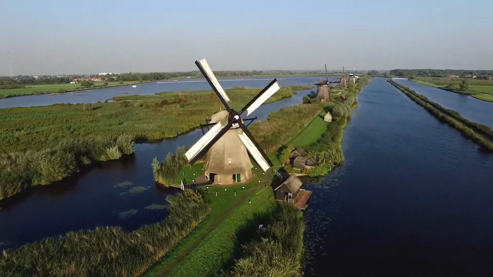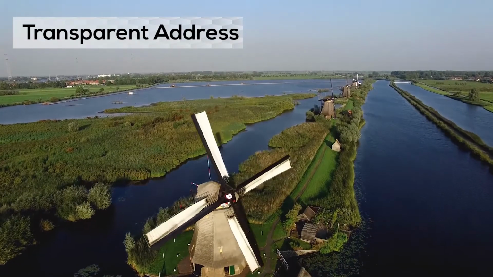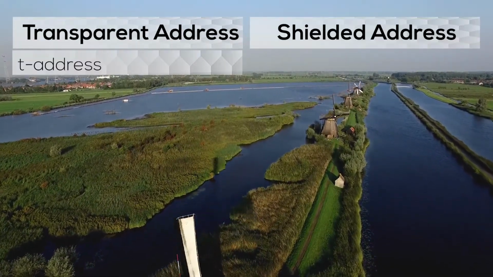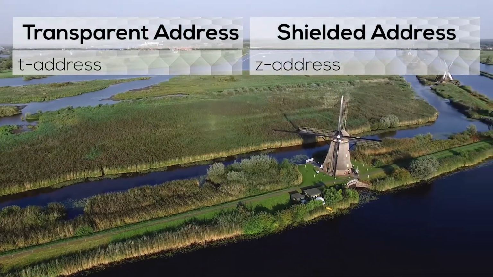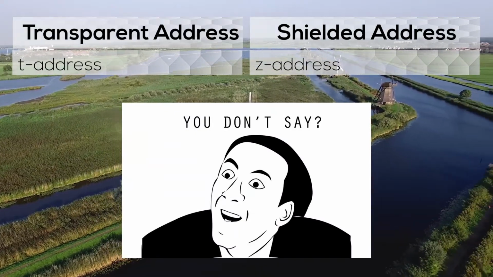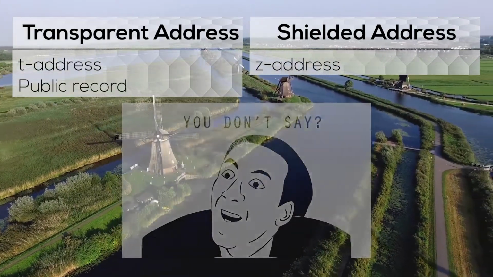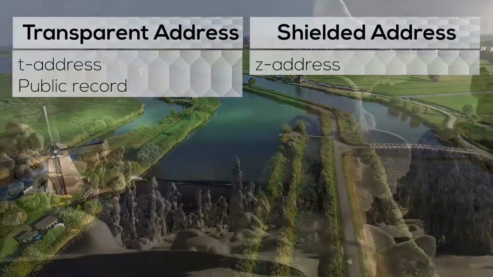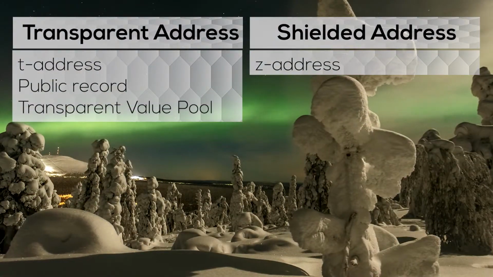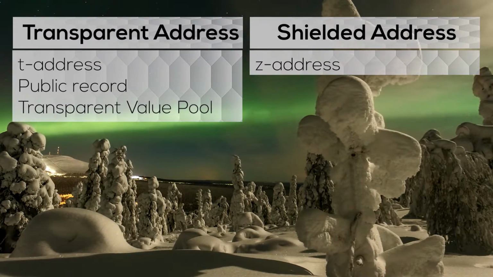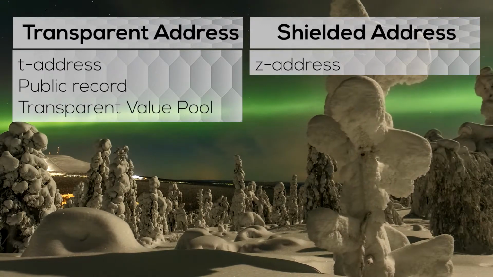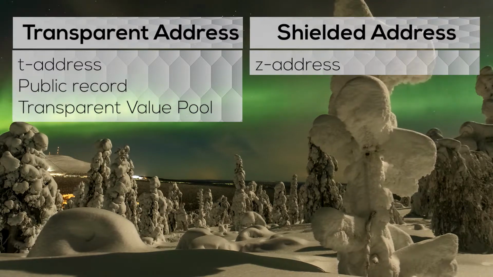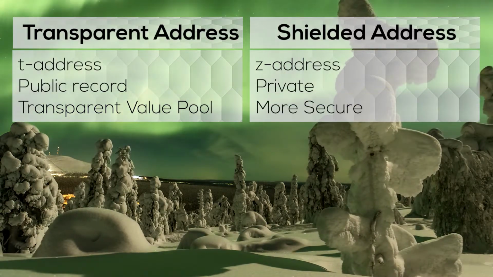Let's begin. There's two types of addresses in the Zcash protocol: transparent addresses denoted as T addresses and shielded addresses denoted as Z addresses. T addresses always start with a T while Z addresses always start with a Z. T addresses are public. During a transaction, all transparent addresses interact with what is known as the TVP, or transparent value pool. The TVP is what publicly reveals transaction data, allowing it to be viewed on the Zcash blockchain by anyone. Z addresses, or shielded addresses, are private and more secure.